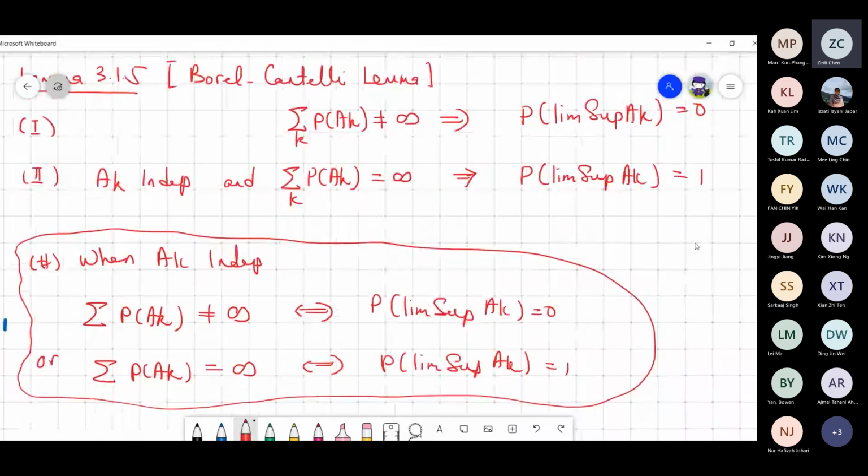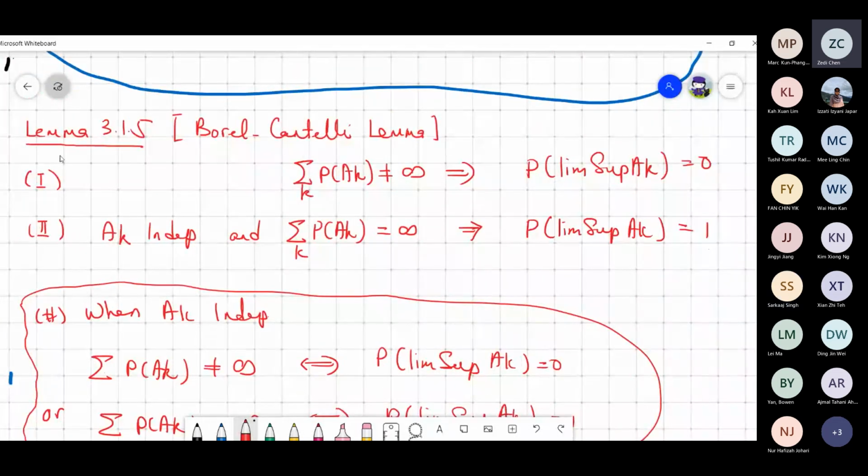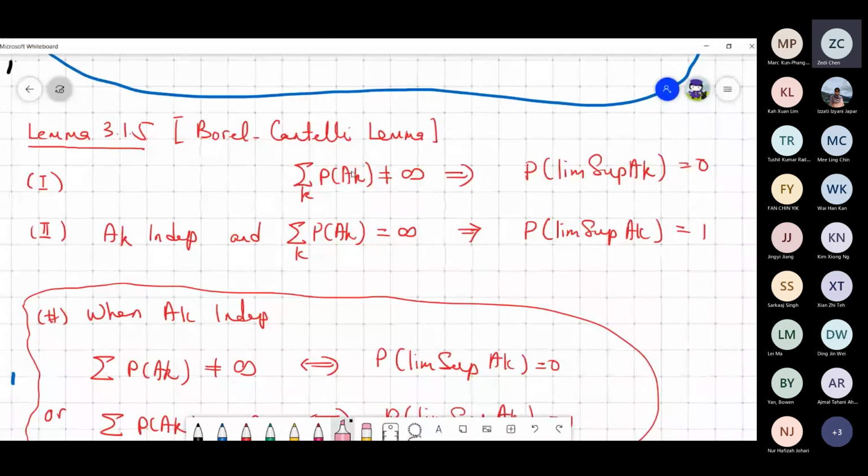Okay. Yeah. You look at here. This is the statement. The first statement is when I simply said the series, okay, when the series is not infinity.